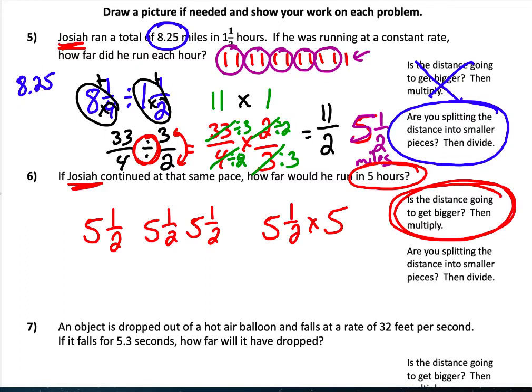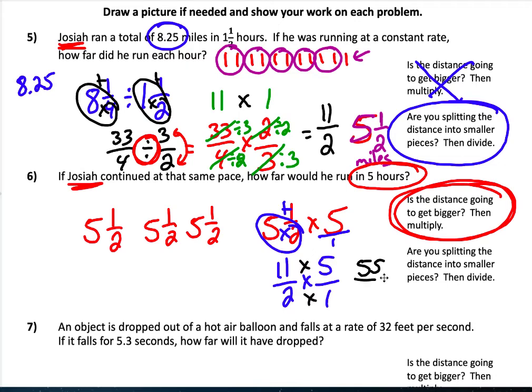Same thing as before. Change those mixed numbers to improper fractions. So 5 times 2 is 10, plus 1 is 11/2. 5 is really just 5 over 1. You can turn any whole number into a fraction by writing it over 1. In this case, there's nothing I can divide out, so I just go ahead and multiply. 11 times 5 is 55. 2 times 1 is 2. So I get 55/2.